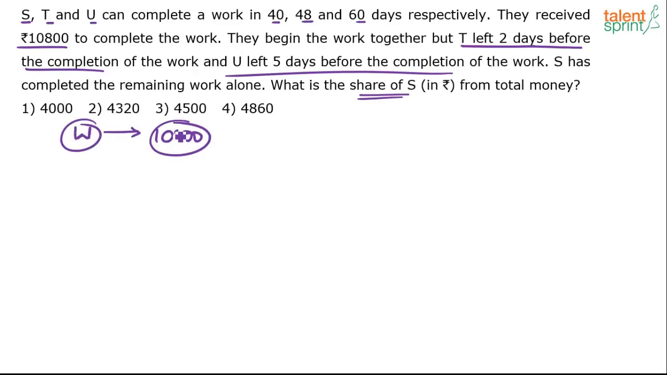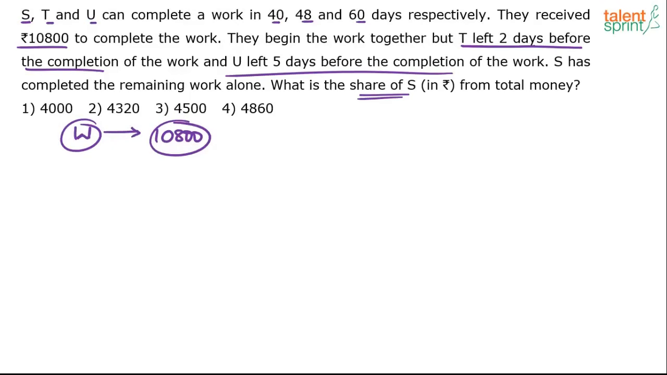So that portion of 10,800 should be given to S. Simple. Suppose half of the work has been done by S out of total work W. If half is done by S, then half of 10,800 should be given to S. If only 1/10 is done by S, then 1/10 should be given to S. Simple, right? Now, how will you find out what portion has been done by S?